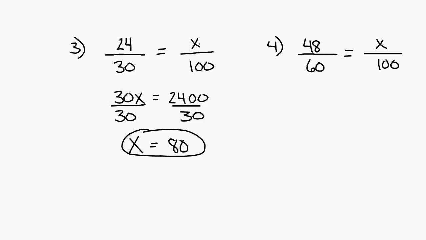So crisscross multiply. 60 times x is 60x. And 48 times 100 is 4800. Divide both sides by 60. And x equals, looks like 80 again. 4800 divided by 60 is 80.